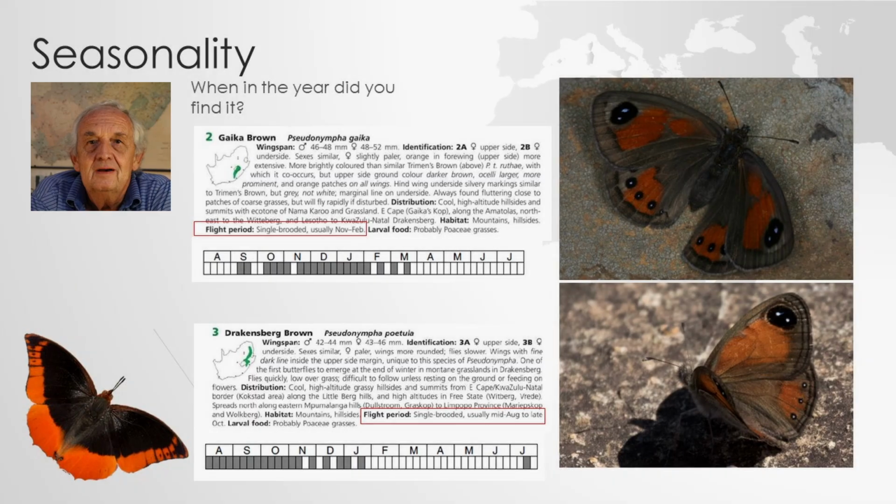These really smart animals have even found a way to use the natural world efficiently. So, a very similar species can be readily identified by its flight period. In this example, one can see that the Geiger brown typically flies between November and February, while the Drakensberg brown flies from mid-August to late October. Yet, they occur in the same area and look remarkably similar.